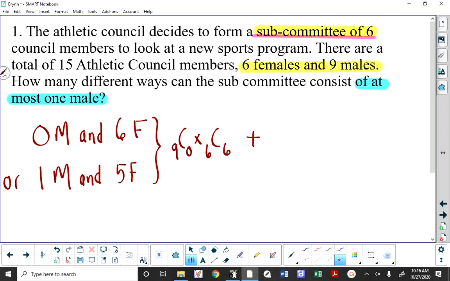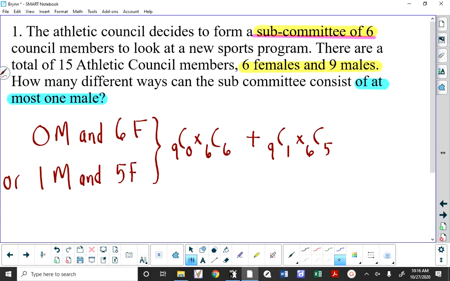Now, how many ways can we select 1 male and 5 females? Well, there are 9 males to choose from, and you're choosing 1, and there are 6 females to choose from, and you're choosing 5. So the number of subcommittees that have 1 male and 5 females would be 9 choose 1 multiplied by 6 choose 5.